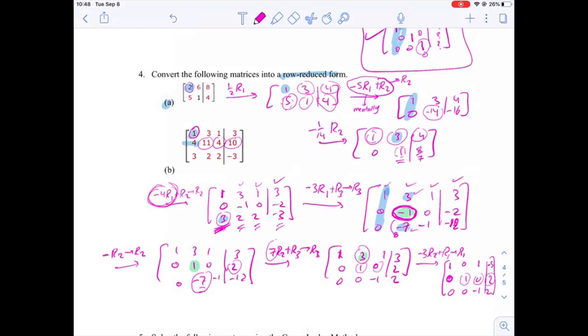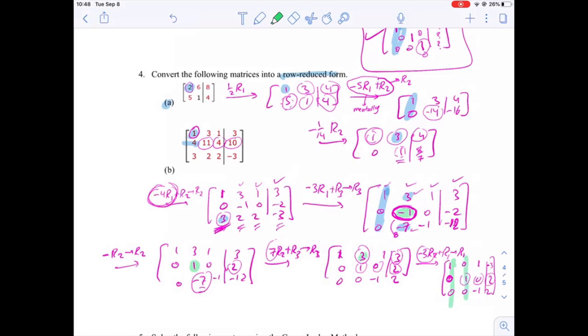Okay, so we have -3 times row 2, -3 times 2, -6, plus 3 is -3.